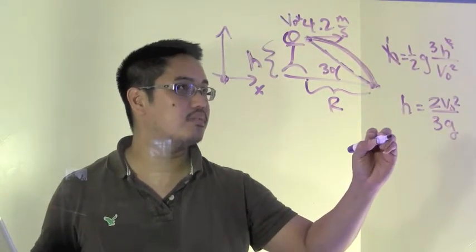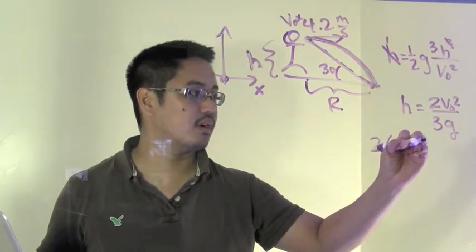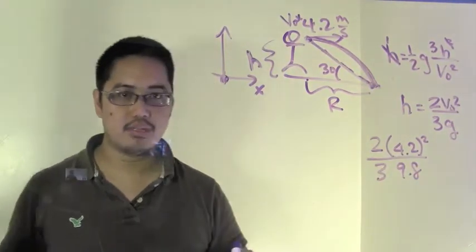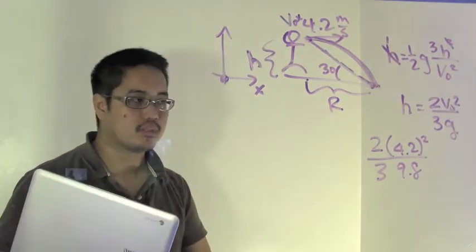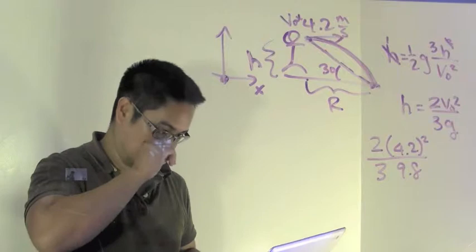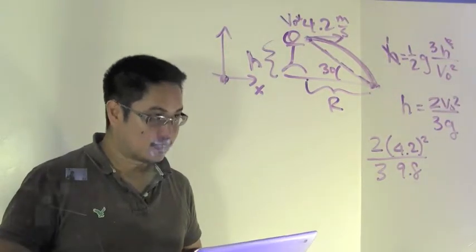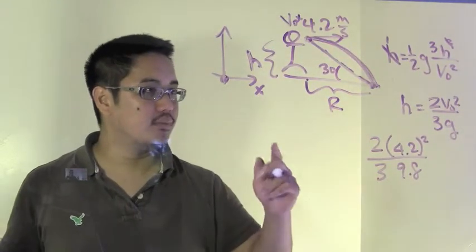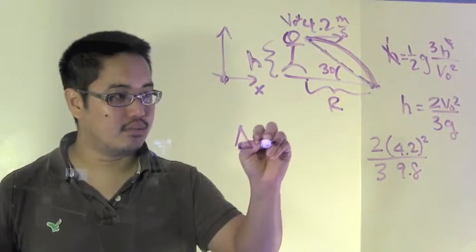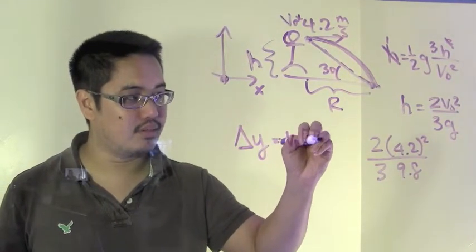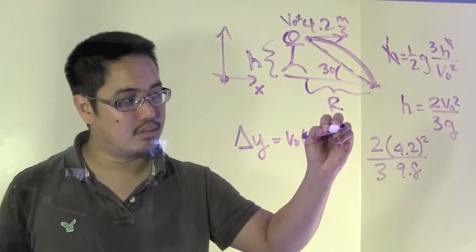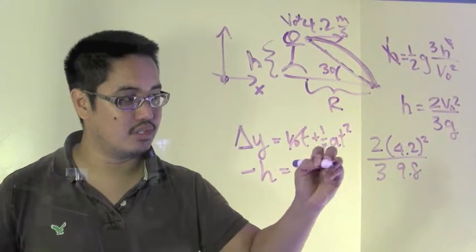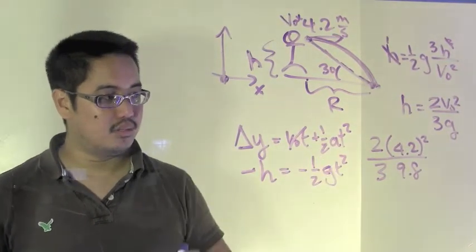So it's 2 times 4.2 squared divided by 3 times 9.8. Can you do that on your calculator for me? Wait, why isn't it negative 9.8? Because I accounted for that negative already. When I did my delta y is equal to v naught t plus 1/2 at squared, I made this negative h, and this was 0, and I made this negative 1/2 g t squared. Okay, it's one thing.